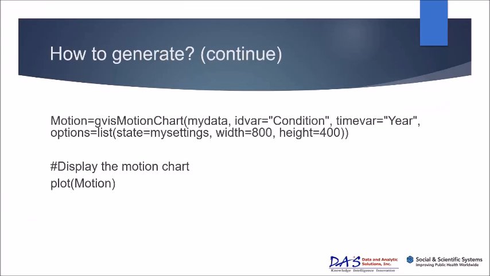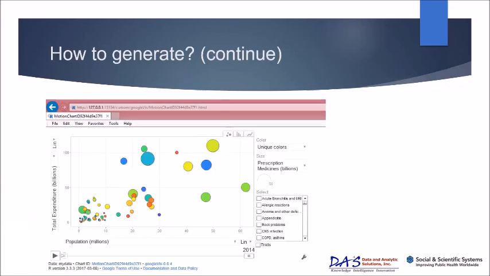The function to generate the motion chart is gvisMotionChart, and my data is the input data set. We have the ID variable, the time variable, and we can also set the chart width equal to 800, which is 800 pixels. We can simply display the motion chart using the function, and it will show in this way.